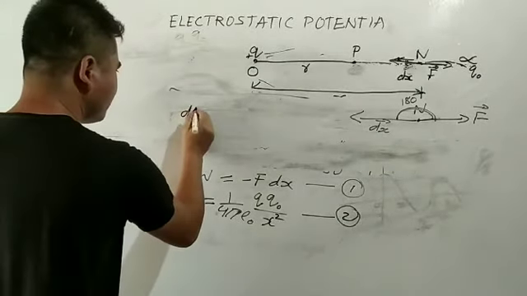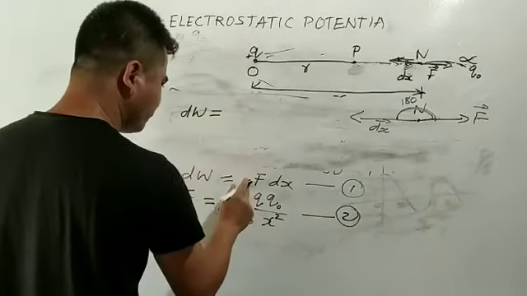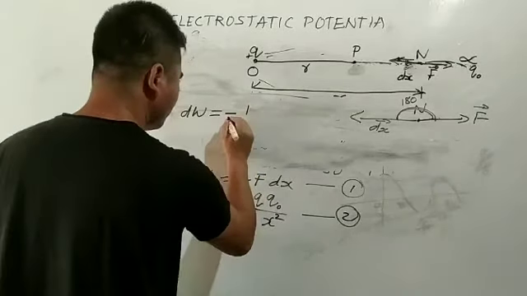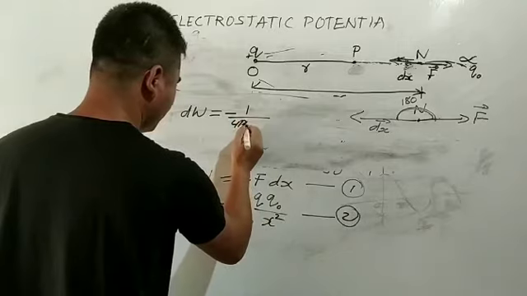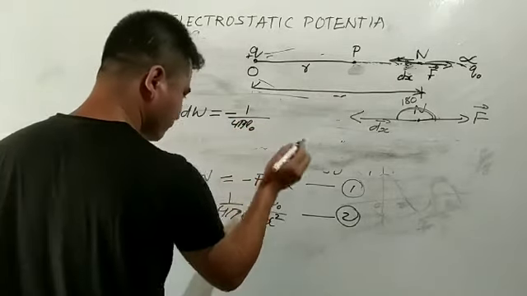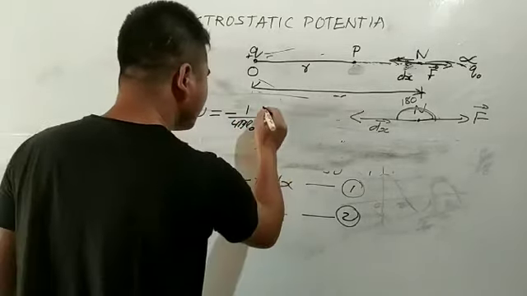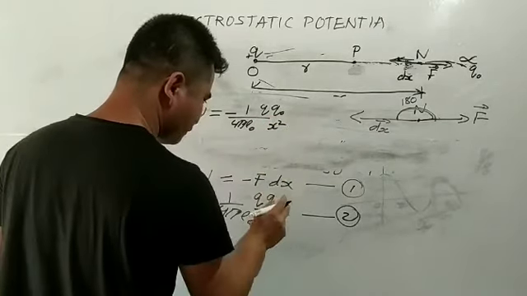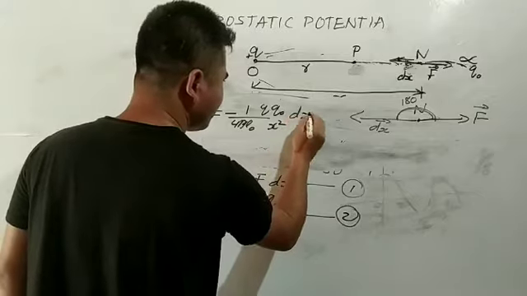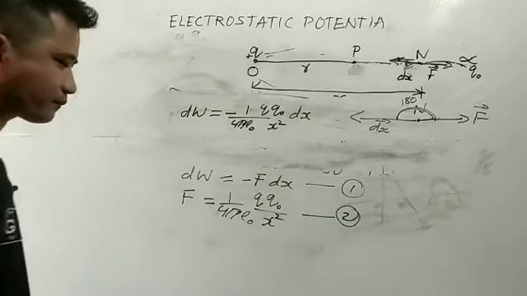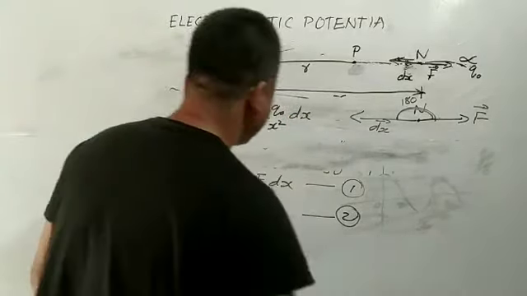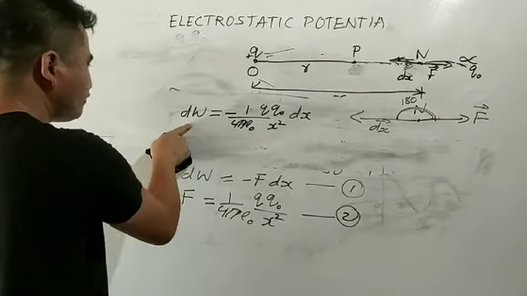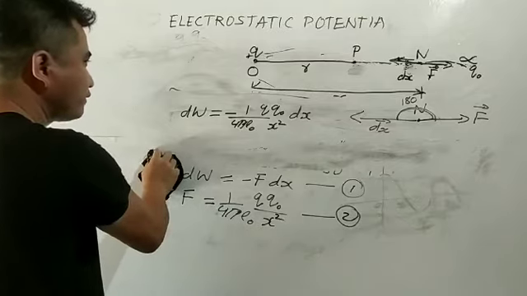So dW is equal to minus F. F is this one, 1 by 4 pi epsilon naught Q naught q by x square dx. So we are getting this small work done.